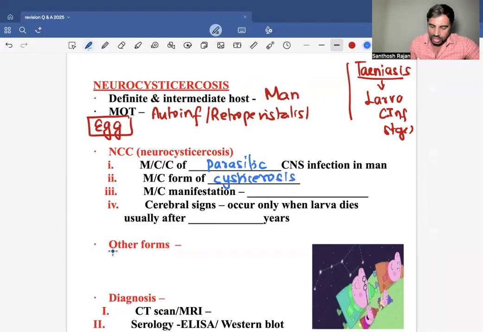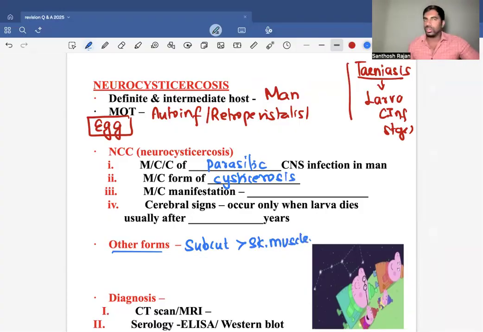Followed by this, the second most common would be which one? Your subcutaneous tissue, followed by skeletal muscle. Skeletal muscle, subcutaneous tissue, almost second after this. Then the other wherever it goes. Okay. So these are the two common ones. After neurocysticercosis, the most common are subcutaneous and skeletal muscle. Two are important. And then the most common manifestation, yes, seizure.